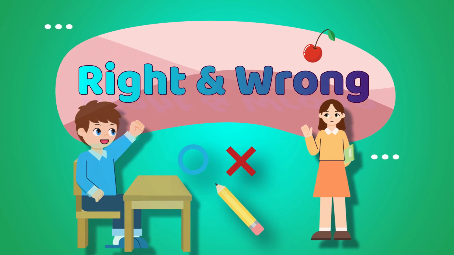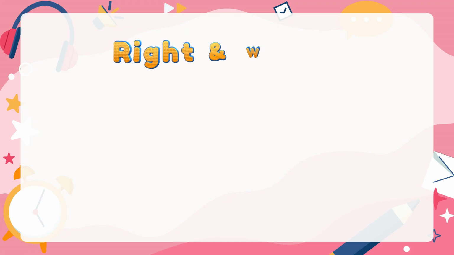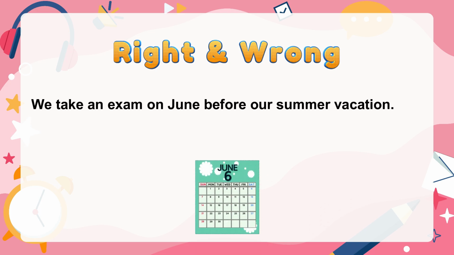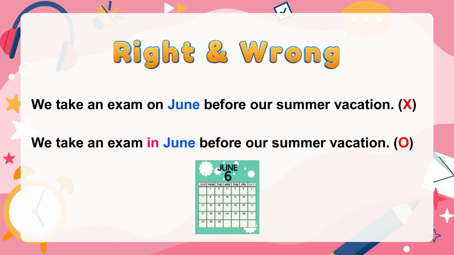Right and wrong. Now for the right and wrong section. The first one says, we take an exam on June before our summer vacation. This is wrong. The month of June is used with the preposition in. The correct sentence is, we take an exam in June before our summer vacation.